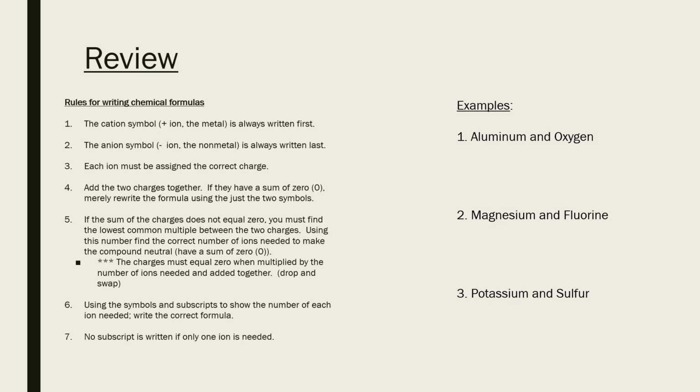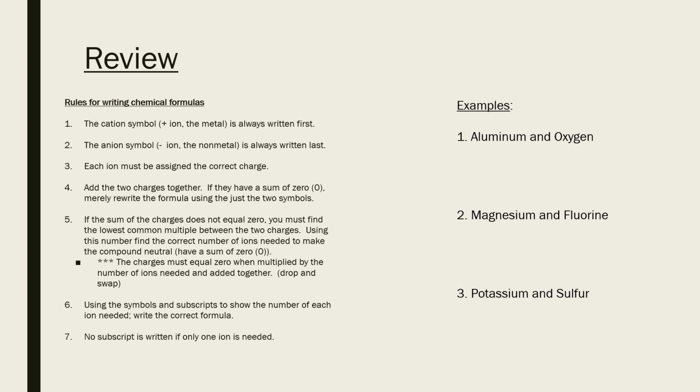All right, before we get into the transition metals, I want to go over really briefly a review from what we learned yesterday for when we write and name these things. So when we're writing them, remember that the cation always goes first. Remember that the cation is the positive ion, it's the metal, so that one's always written first. The anion, which is the nonmetal, which is the negative ion, is always written last.